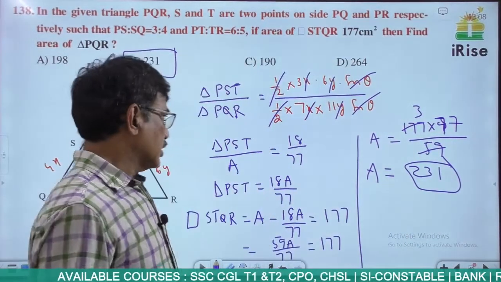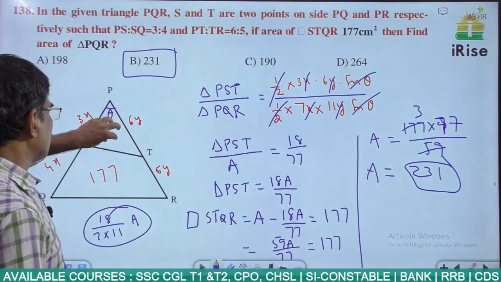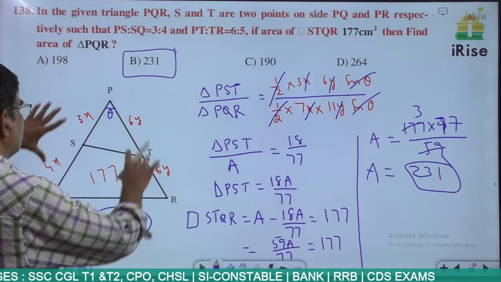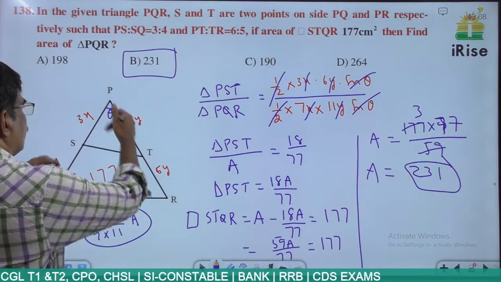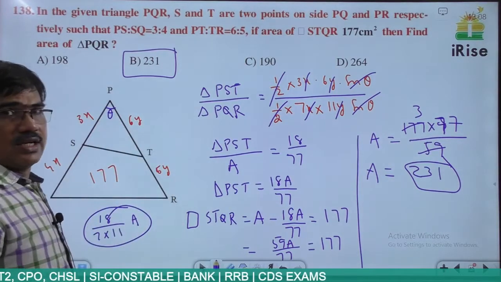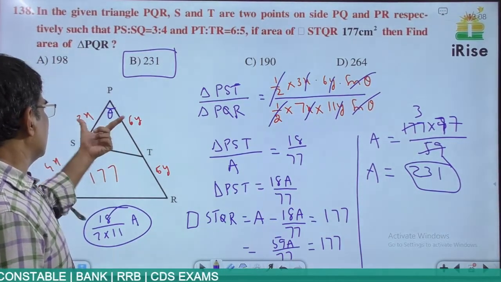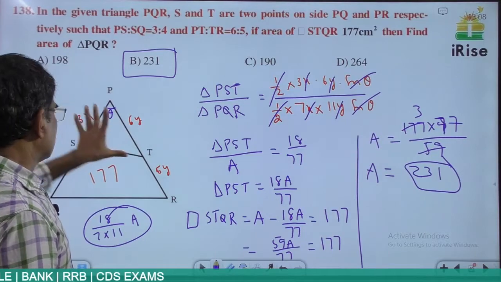If any other question is given, I want to find this part directly in terms of the total area. Product of these two by product of these two gives the area of this in terms of the total area. If the total area is A, then this is nothing but 18 by 7 into 11, times A.